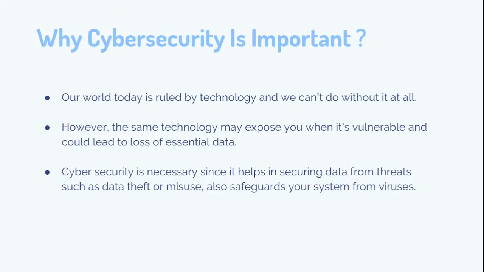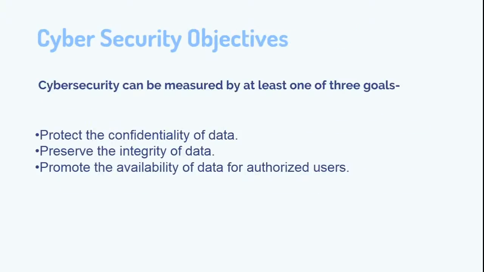Same points only. Next we will move on to the cyber security objectives. What is the main objective of cyber security? There are three main goals: protect the confidentiality of data, preserve the integrity of data, and ensure availability of data to authorized users. That is called CIA.